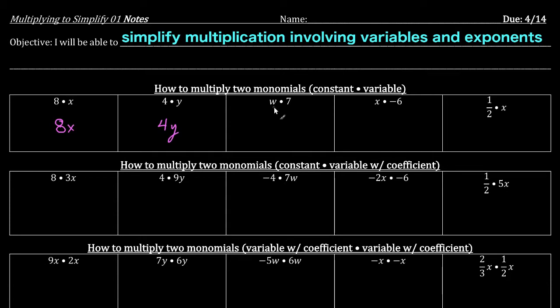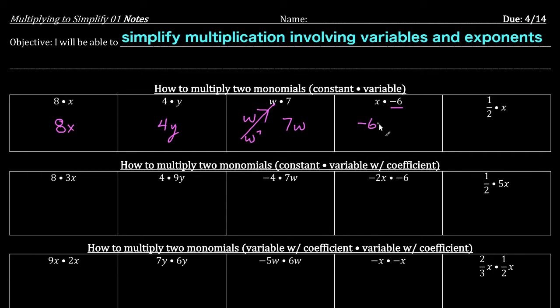Now in this one, it says w times 7. If you write it like this, that's just not the way most people do it, because it looks confusing. It looks like it can be like this. So we don't really write it like that. We just put the 7 in front. It's our coefficient.